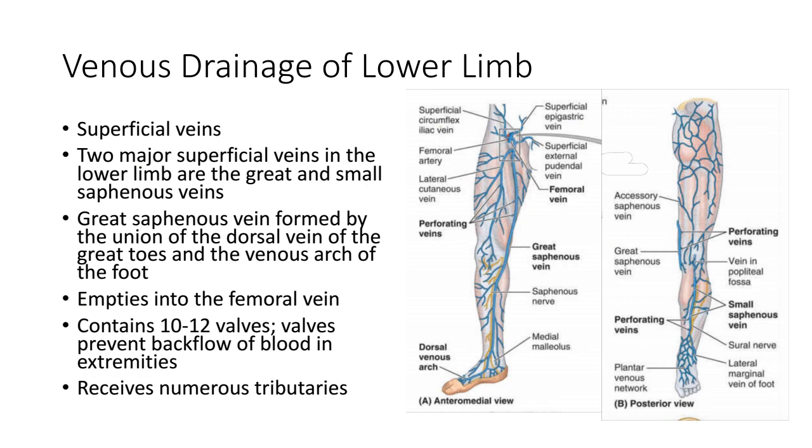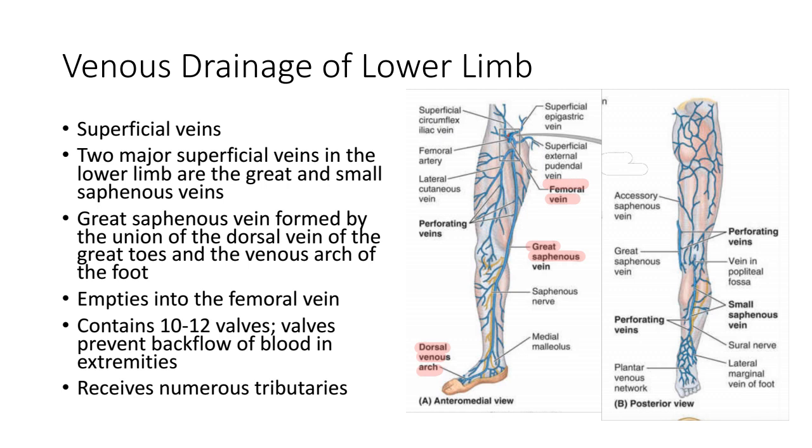There are superficial veins and deep veins in the lower limb. The two major superficial veins in the lower limb are the great saphenous vein and the small saphenous vein. The great saphenous vein is formed by the union of the dorsal vein of the great toes and the venous arch of the foot. The great saphenous vein empties into the femoral vein, and then the femoral vein empties into the external iliac vein.